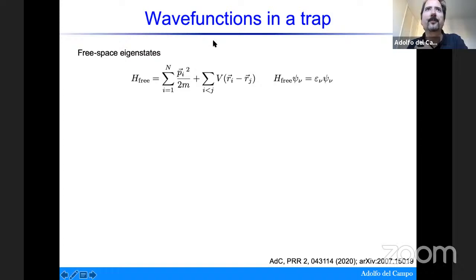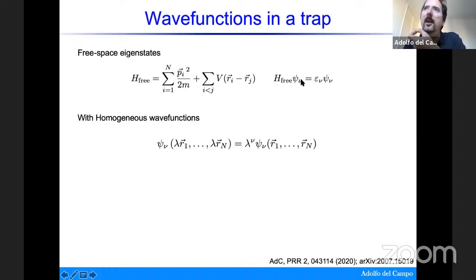Then I'm going to exploit the scaling property of these eigenstates in the absence of the trap. Whenever this equation is satisfied, if I'm able to scale the particle coordinates and pull out this scaling factor at some power, then I will be able to compute the fidelity. This is a crucial property of scale invariance. What I'm saying is the untrapped states, the energy eigenstates in the absence of the trap, are also eigenstates of scaling transformations. So this is the eigenvalue, lambda nu, and that's why I can use nu as a quantum label for the state, because it's actually a good quantum number.